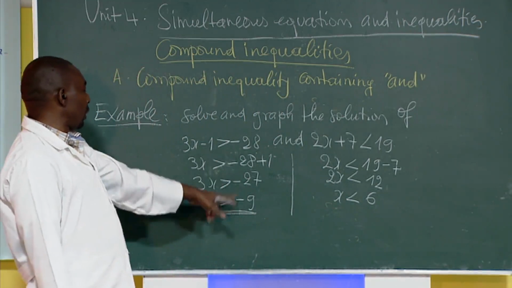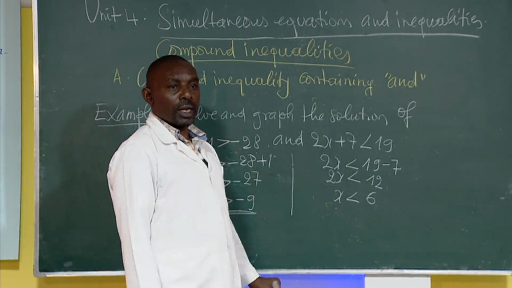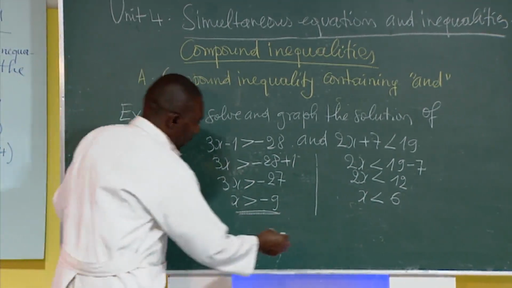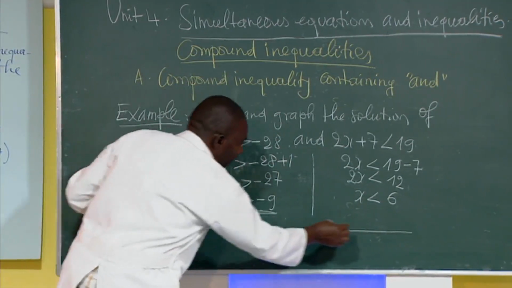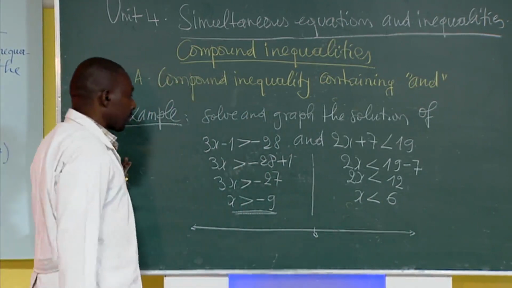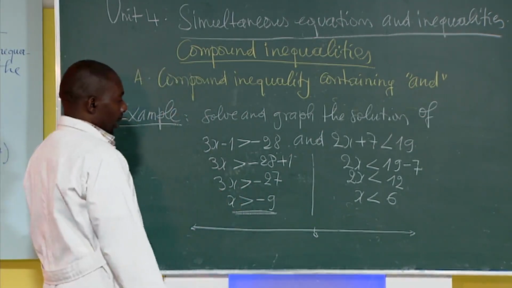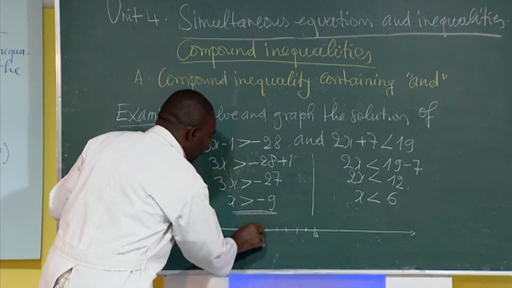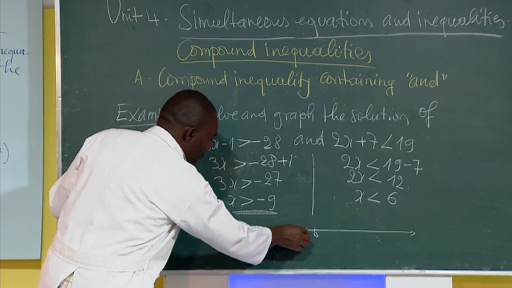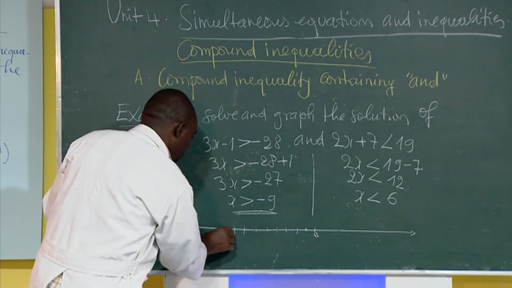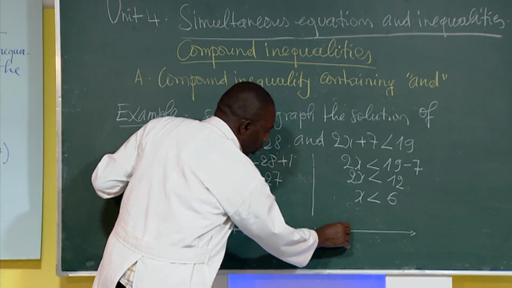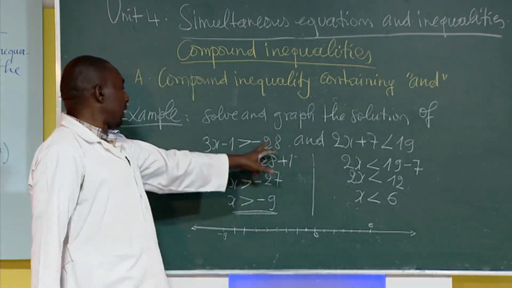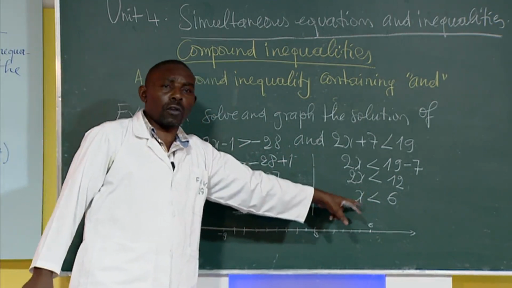Here I have the value of the first inequality and I have the value of the second inequality. We are going to graph the solution, putting them on a number line. Please open your eyes. We have our number line here. Suppose 0 is there. We have a 6 and minus 9. Let's put minus 9 there, and 6 here. The inequality is strict. It means minus 9 and 6 are not part of our interval.